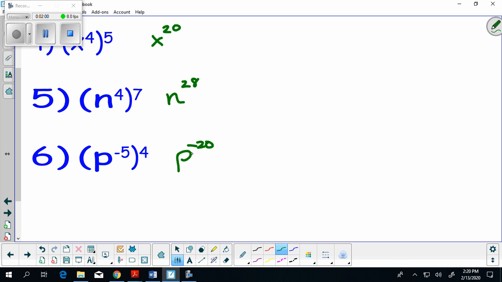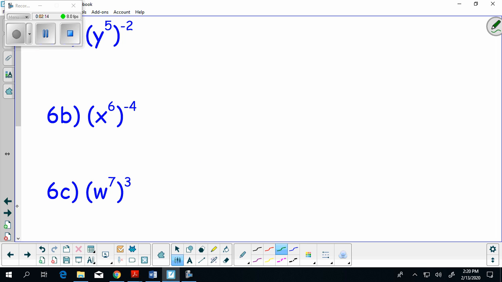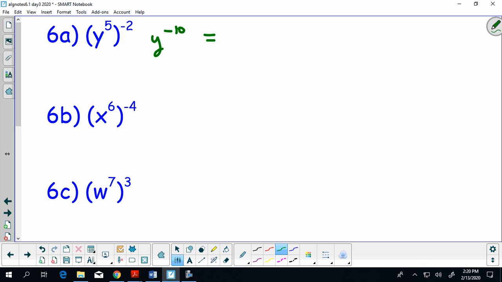Well, he's unhappy because he has a negative exponent. This goes back to the first section in 6.1, and we move that to the denominator to make him happy. So my final answer is 1 over p to the 20. It works here too. Same thing here: this would be y to the negative 10 when I multiply. He's unhappy, so I move him to the bottom part of the fraction. So 1 over y to the 10 is the answer.